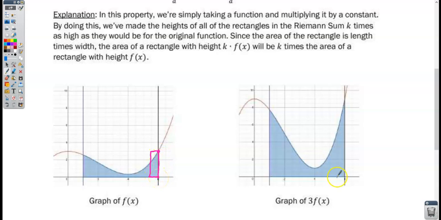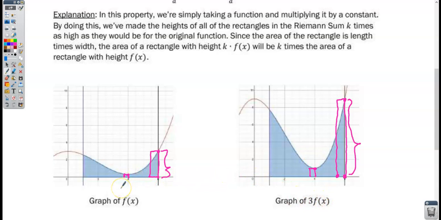If you look at a rectangle that we might use in a Riemann sum at that given width, if I pick the same rectangle here, the height of this rectangle is 3 times the height of that rectangle. And that's the way it works no matter where I put my rectangle for my Riemann sum. If I put my rectangle here and put my rectangle at the corresponding place here, the rectangle in the graph of 3 f of x is always 3 times as high.